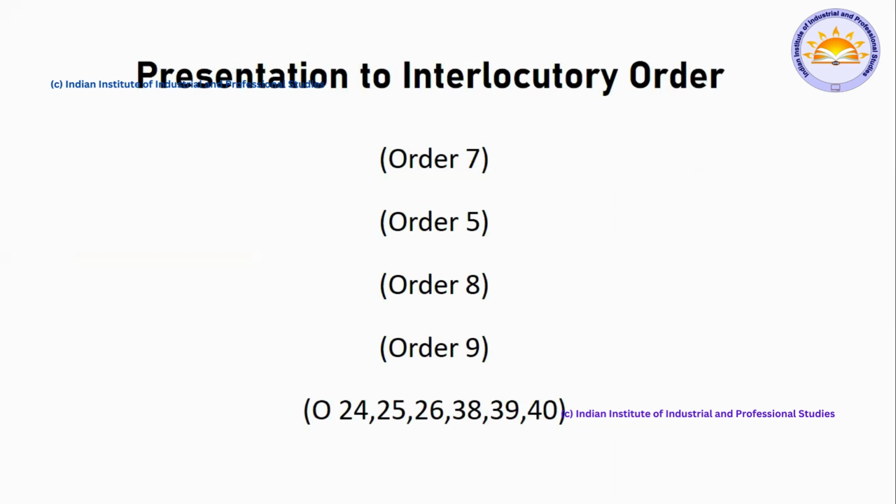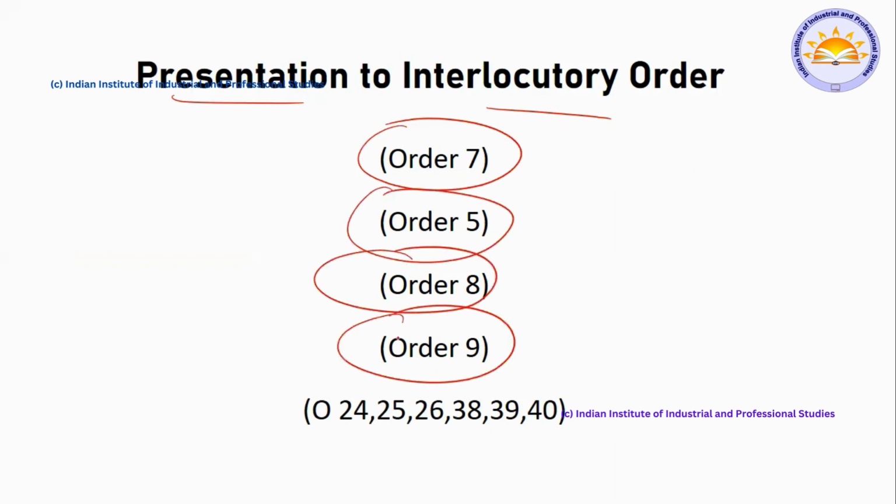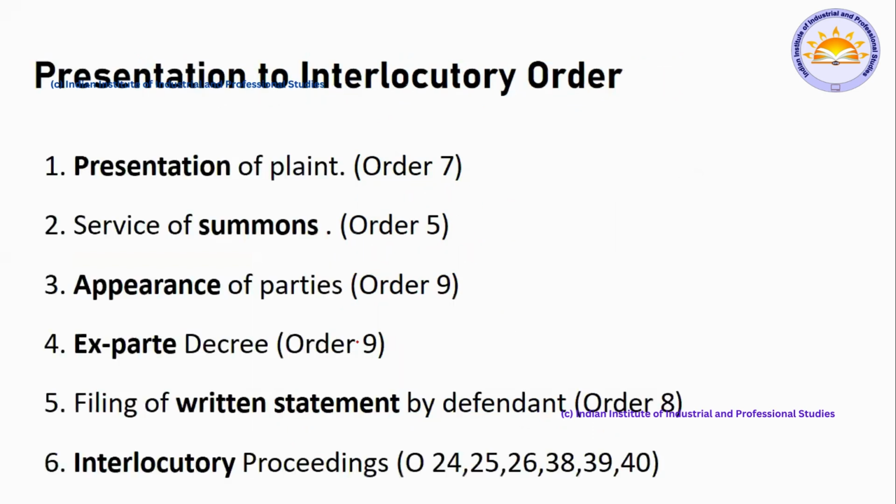These things: presentation up till the interlocutory order. There's from order 7, 5, 8, 9, and order 24, 25, 26, 38, 39, and 40. What does it speak about? Presentation up till interlocutory order. It is presentation of plaint.